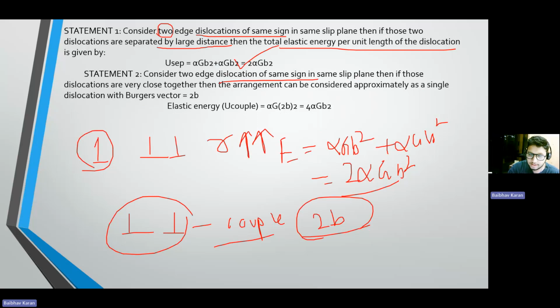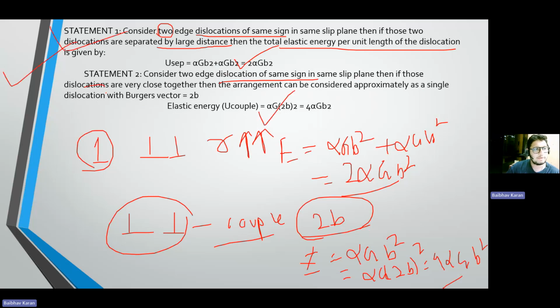Now they have interacted with each other. Now we can consider these interacted dislocations as a single dislocation. So the energy of a single dislocation is given by alpha G b square. But here, due to the interaction among the dislocations, the b value has become 2b. So that will be alpha G (2b) whole square, or 4 alpha G b square. This is true.